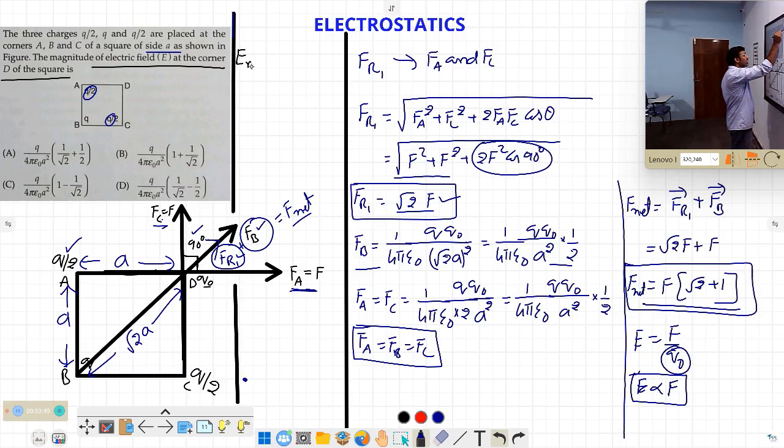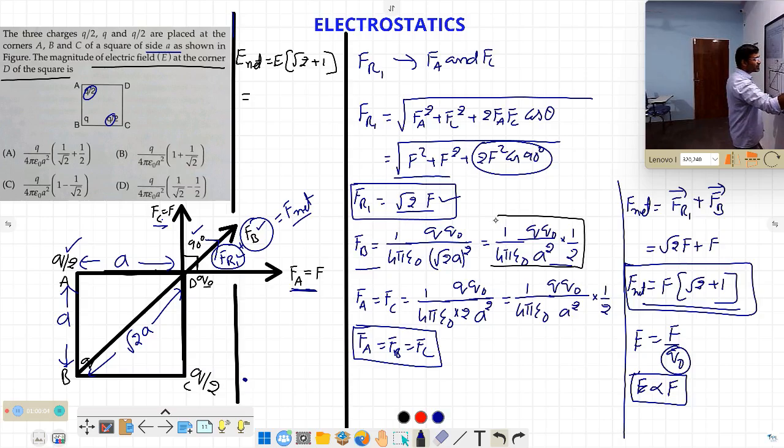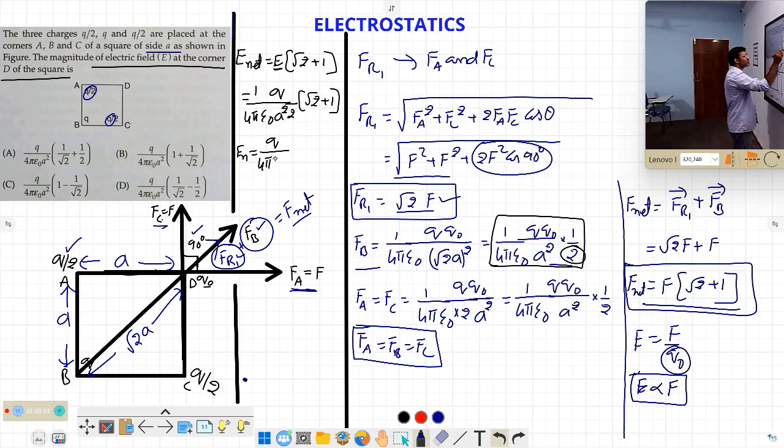F net corresponds to E net, which is the electric field intensity due to one charge, into root 2 plus 1, as we got. The electric field intensity is the corresponding force of any one of the charges. So I can write 1 by 4 pi epsilon naught. In the case of electric field intensity we have only one charge, Q by A square, and by 2 also is there, so 1 by 2, into root 2 plus 1. Making the 2 go inside, the net electric field intensity is Q by 4 pi epsilon naught A square, into root 2 by 2, which is nothing but 1 by root 2 plus 1 by 2.